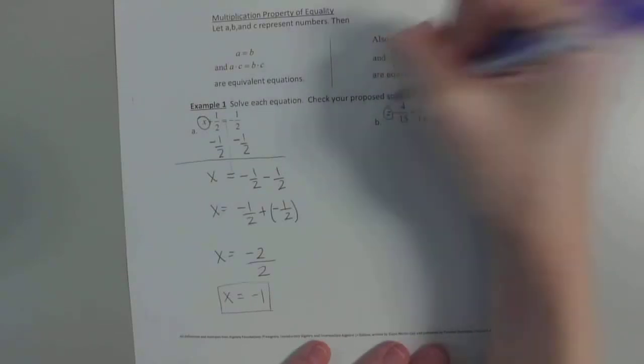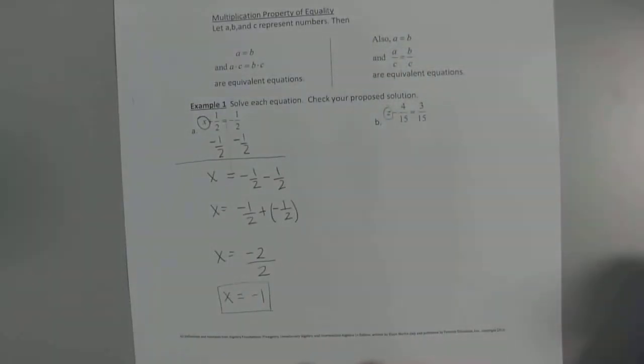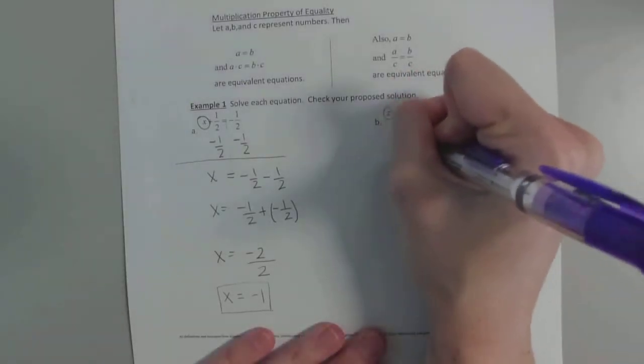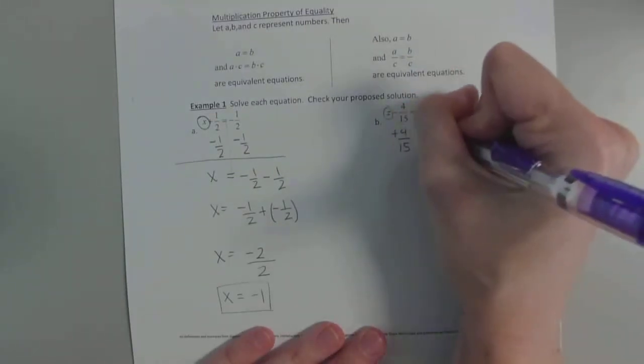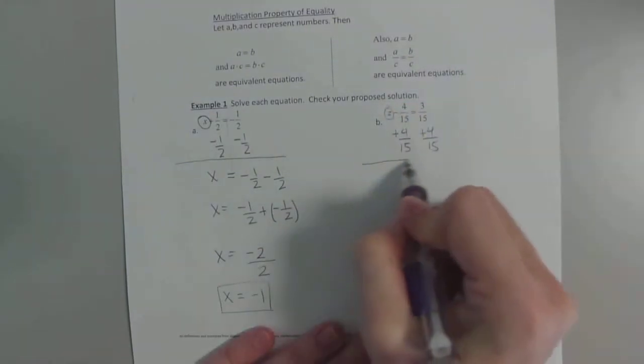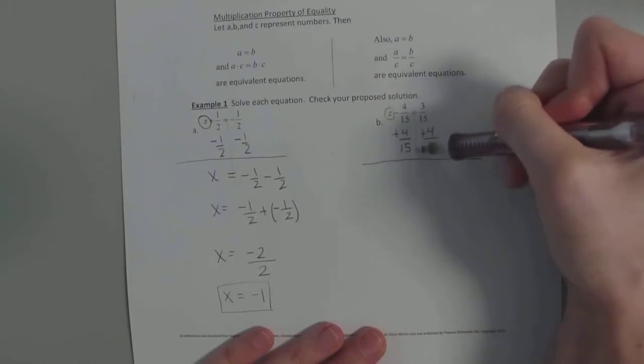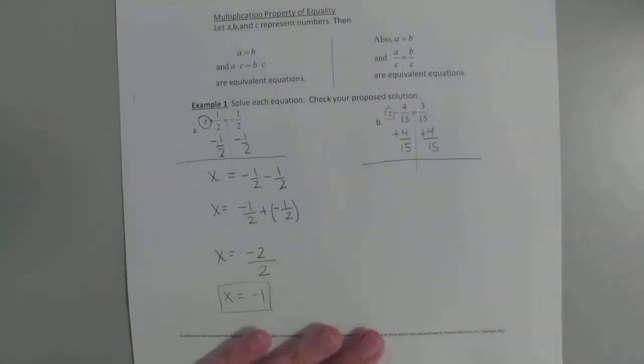Let's look over here. We want the z by itself. Who's in our way? The negative 4/15. So what's the opposite of subtracting 4/15? Adding 4/15. So we're going to add 4/15, but if we add it to the left, we have to make sure we add it to the right. And again, you might keep this line just to keep everything straight.